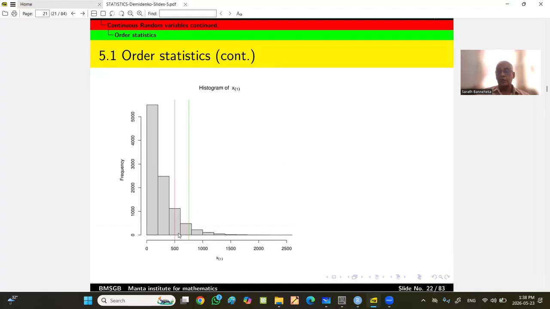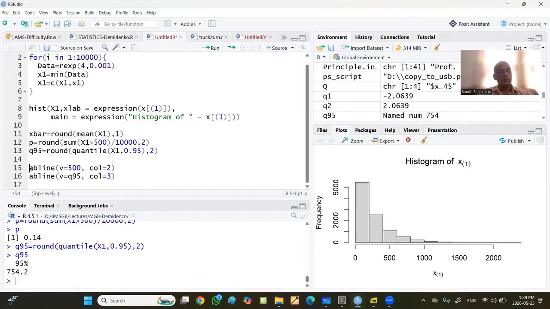And the probability that the lifetime is greater than 500 will be given by the area under the curve divided by 10,000, because this is frequency. You have to get the area. The area will be given as a frequency, but then you have to divide by 10,000 to get the probability. But here I'm just showing you how to get vertical lines if you want. So when you say abline v equal to 500, you can specify the color also. Here, color equal to 2 means red, or you can say color equal to red. Both will give you the same thing, a red line.